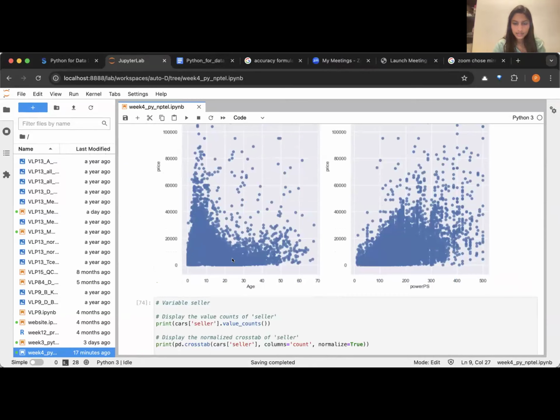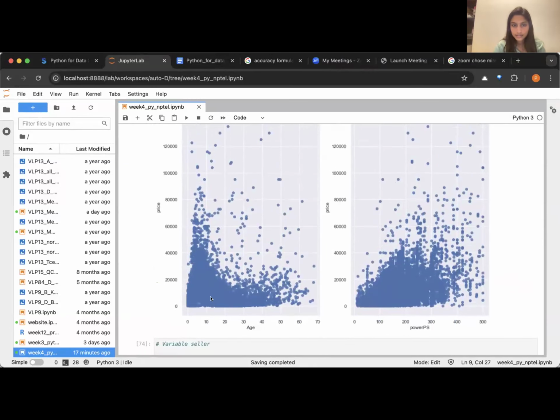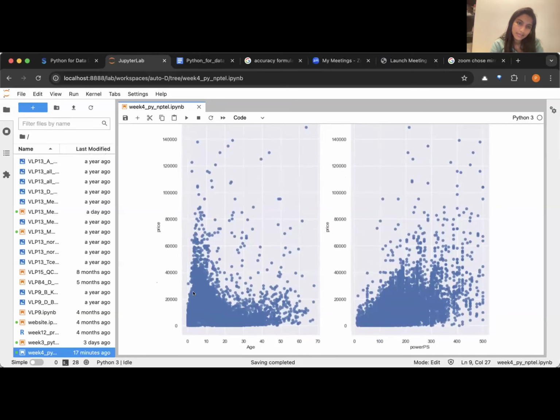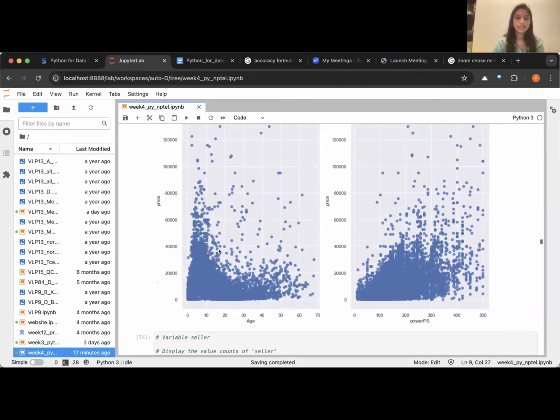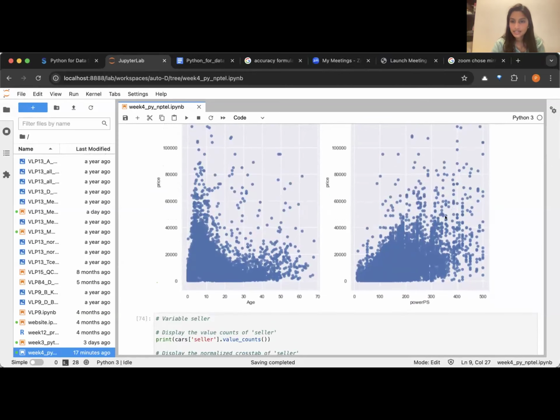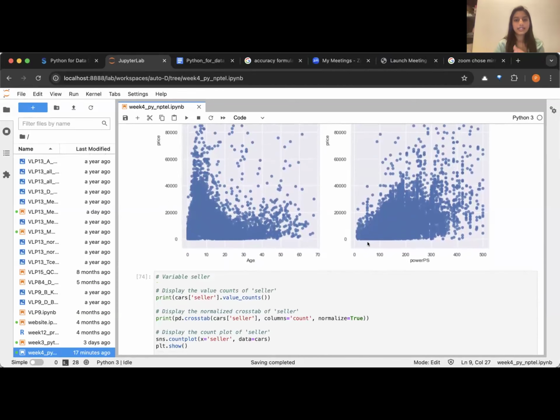So age and price: mostly you can see as the age increases, the price is also increasing a bit, but it's not necessarily the case here. Even for 10-year-old cars, the price is very high, but still, it matters. So age is influencing the price. So this is considered a significant variable. And power PS has a clear increasing trend, like a linear relationship. As power PS increases, price also increases. So it's significant.